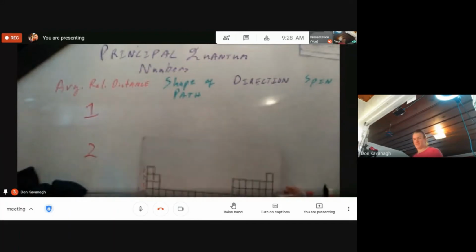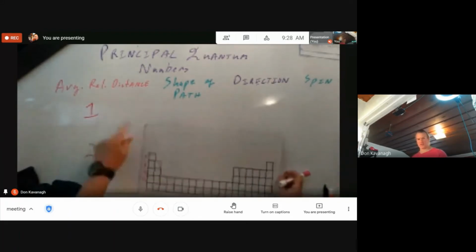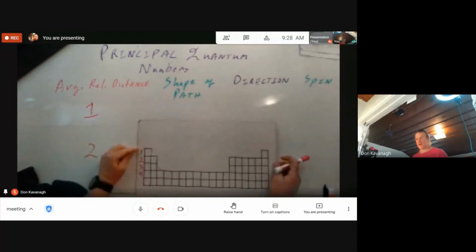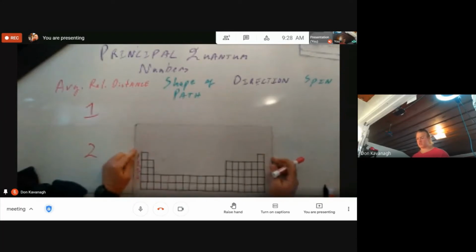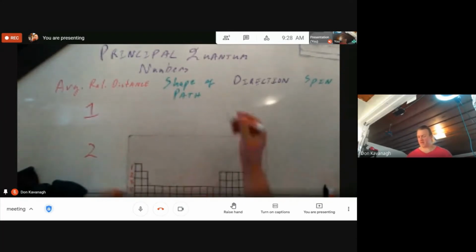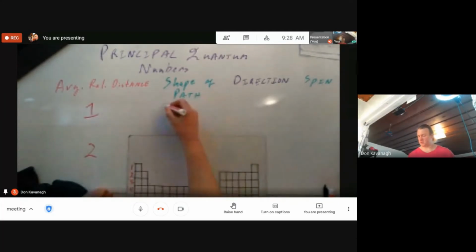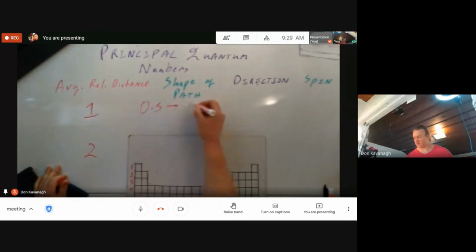So the shape of the path. In the first shell right there, the shape of the path can only take on one shape, being the closest to the nucleus, and that shape of the path is an s orbital. It has a quantum number value of 0. That 0 equates to an s orbital, and that s orbital is a spherical orbital.